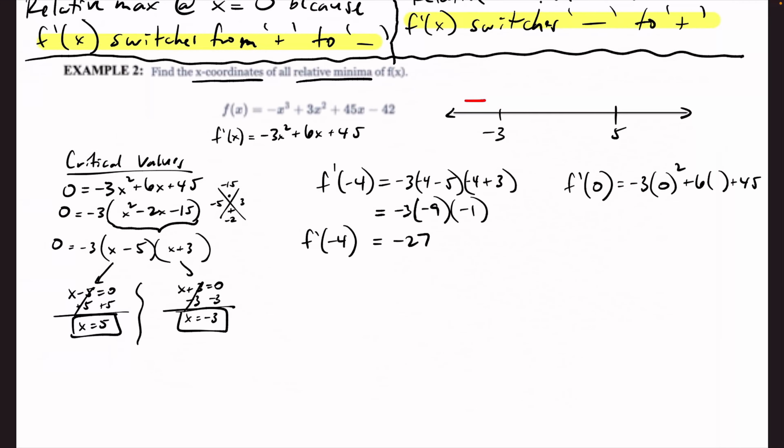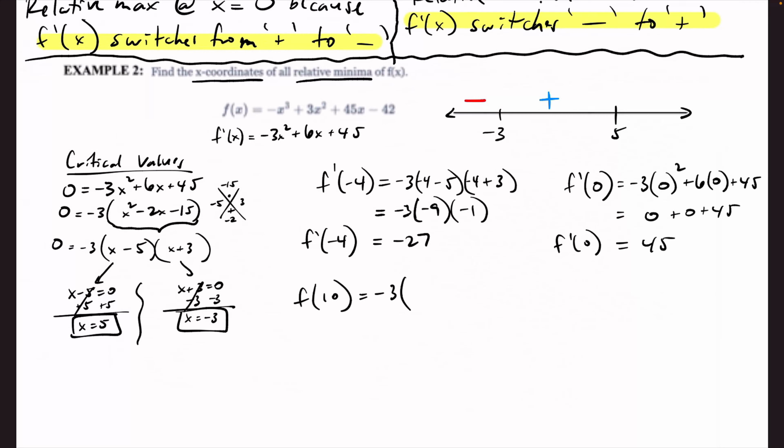So I get 0 plus 45 because I plugged it into the original derivative. 45 is positive, so that means it's increasing between -3 and 5. Don't assume that it's going to be decreasing after 5, because sometimes it'll stay positive. So don't assume. Make sure you always check. A number bigger than 5, 6, 10, whatever you want. I usually choose round numbers, so 6 works, but I'm just going to plug in 10.